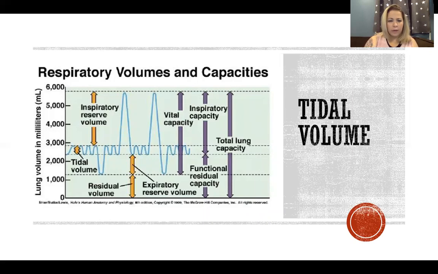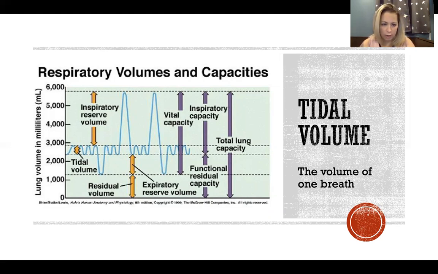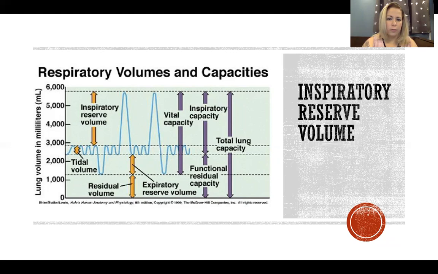So starting with tidal volume, that's just the volume of one breath in casual, easy breathing. If we look in this graph, all the way on the left side where you see tidal volume, you see that tiny little orange-yellow arrow. That's showing where that blue squiggly line is. It's showing that we just have this very small in and out. That's our tidal volume, just our casual, easy breath. So it's how much air is in just that casual, easy breath.